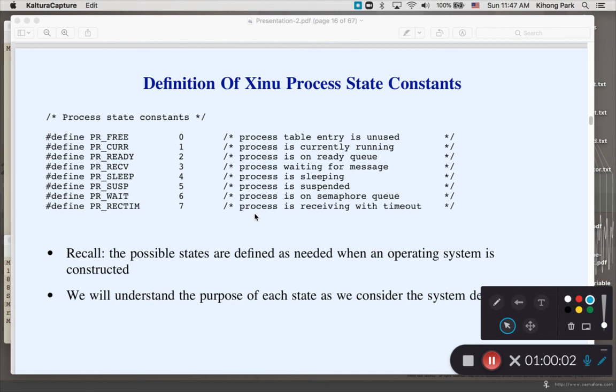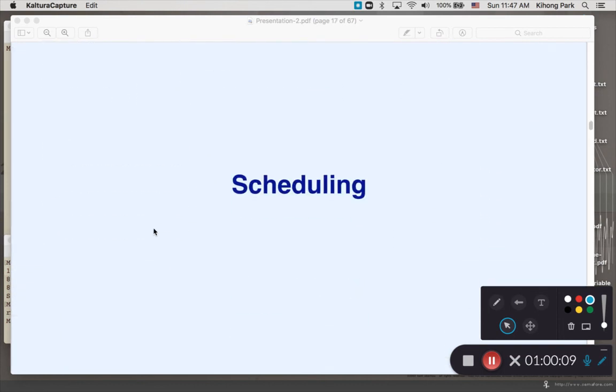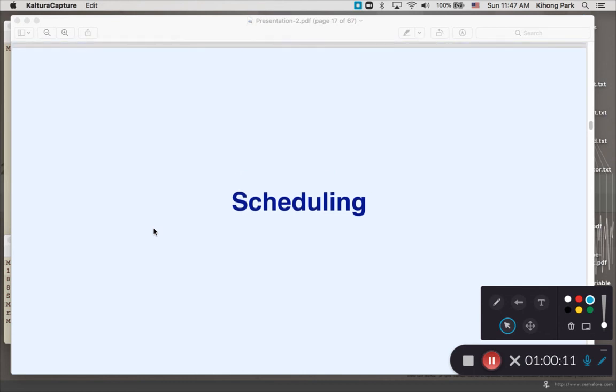That's the bottom line. So here are some of the numbers that we are using for the different states. And then comes scheduling. So here's a good time to stop. So we'll continue from here in the next lecture.